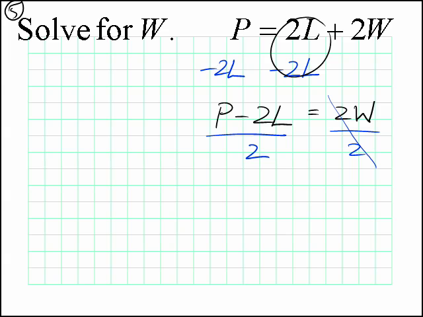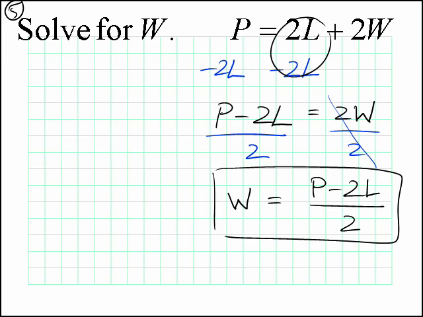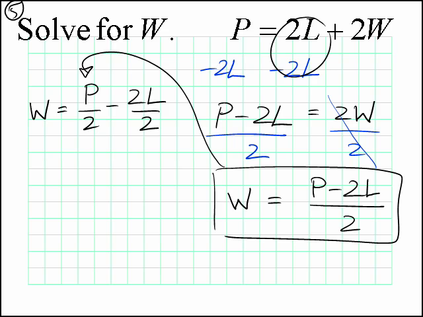These 2's cancel away, and I'm left with, let's write this backwards here. This is W equals P minus 2L over 2. And so that is one correct way to write the solution. Just like in the last example, I could also write it this way. If I split that fraction into two fractions, putting the 2 under each part, like that, I can reduce these 2's, and W also equals P over 2 minus L.